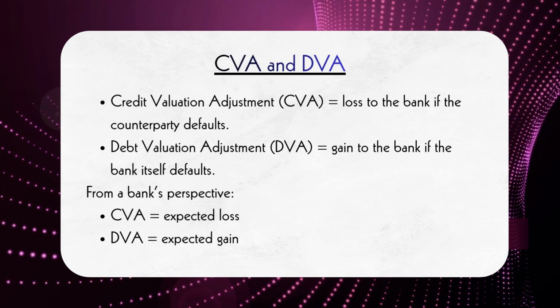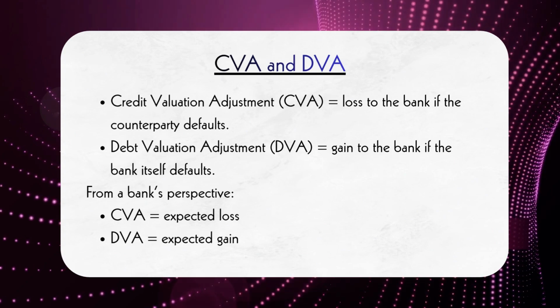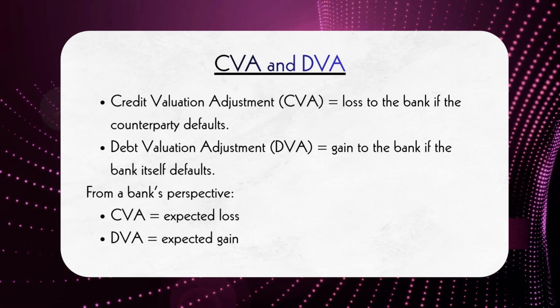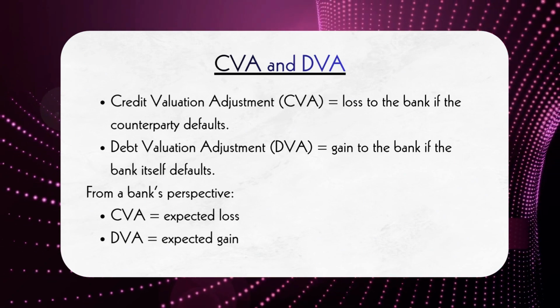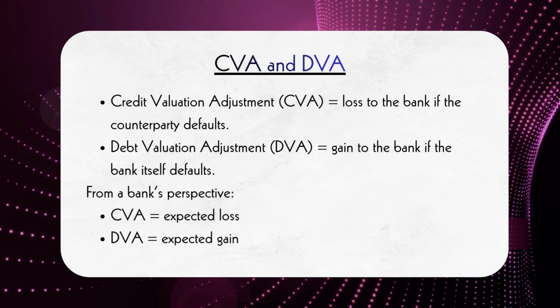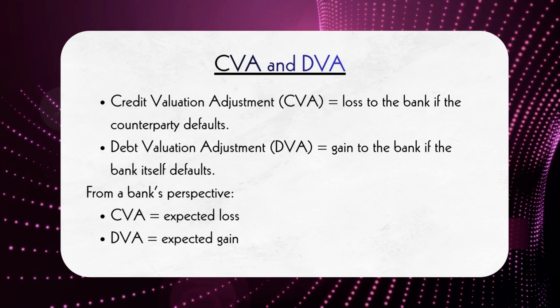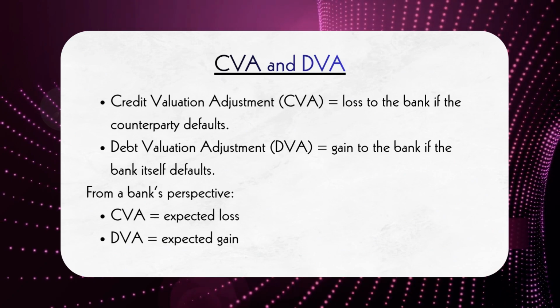When a bank enters into a derivative contract, like a swap, it expects future cash flows from the counterparty. However, there is always a risk that the counterparty might default before making those payments. This possibility of default creates a potential loss for the bank. This expected loss is what we call Credit Valuation Adjustment, or CVA. So, in simple terms, CVA is the present value of the expected loss due to counterparty default.